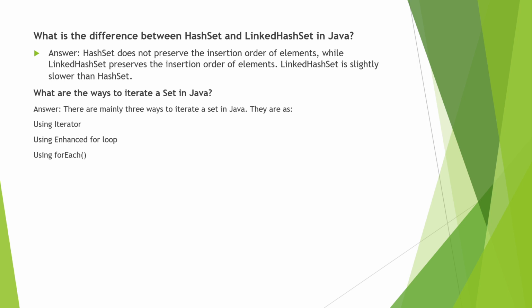These are the two main differences. And what are the ways to iterate a set in Java? Earlier I discussed the Iterator interface, and now I am adding two more ways: the enhanced for loop and forEach. The enhanced for loop we already know, I think. If you want, comment and I will explain more about it. And the forEach method can also be used to iterate the set.